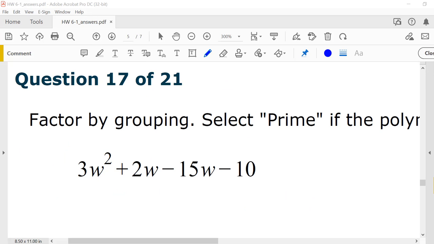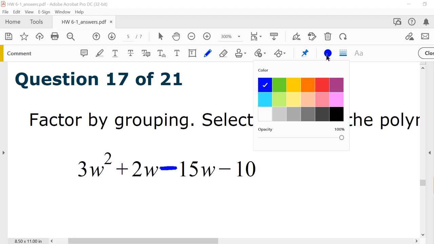Number 17, factor by grouping. How do I know that I should be using grouping? There's 1, 2, 3, 4 terms. So I'm going to group the first 2 together, and then I'm going to group the second 2 together. I'm going to keep this in mind right here, this negative.